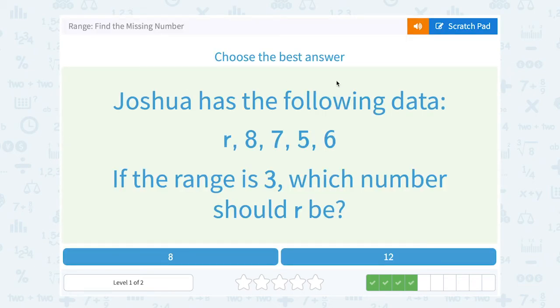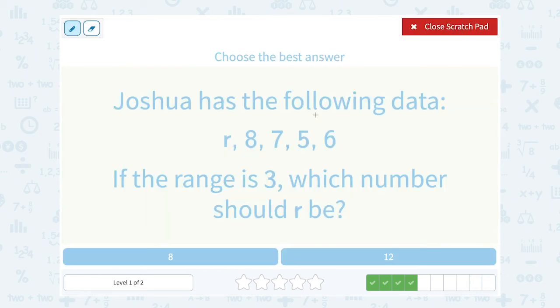Joshua has the following data: R, 8, 7, 5, and 6. If the range is 3, which number should R be? Okay, well, the smallest number in my list is 5, and 8 or 12, either one of those would wind up being the biggest number. So which one is going to give me 3? 8 minus 5 or 12 minus 5? Well, it's definitely going to be 8 minus 5, right? 8, if I put that in for R, is my biggest number, minus my smallest number of 5, gives me a range of 3.